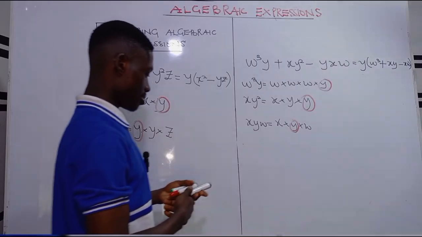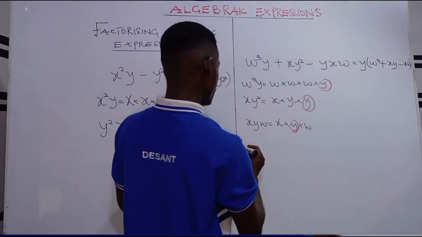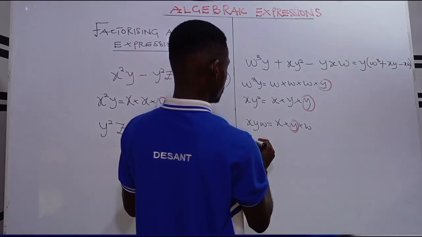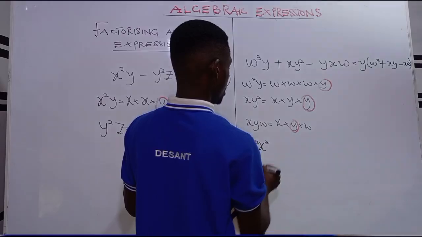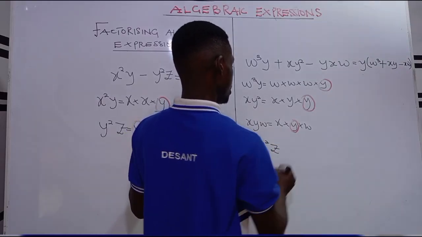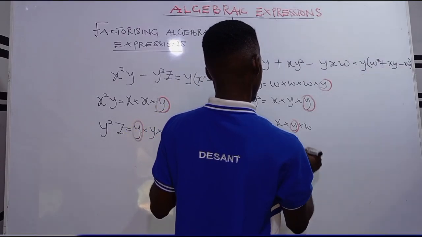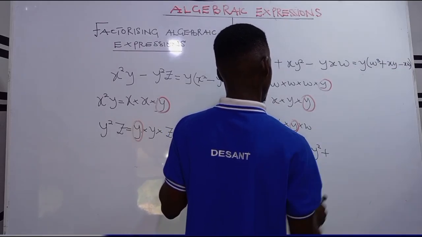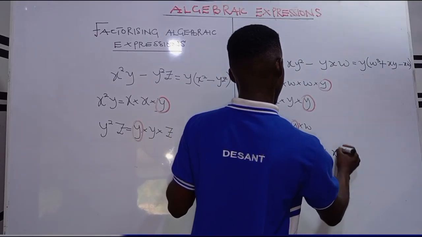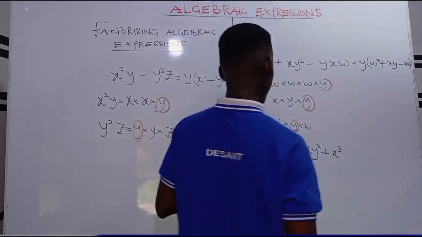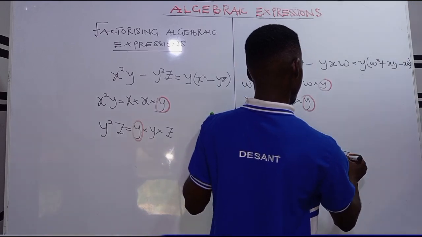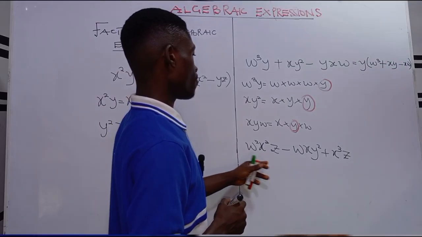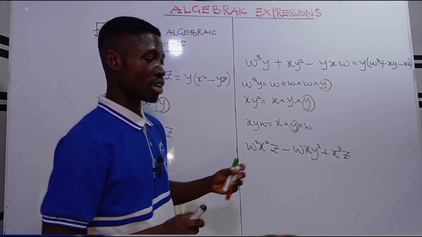Try your hands on this. Let's take it that you have w squared x squared z minus w x y squared plus, let's say, x cubed z. We have to factorize. So try your hands on this, okay?